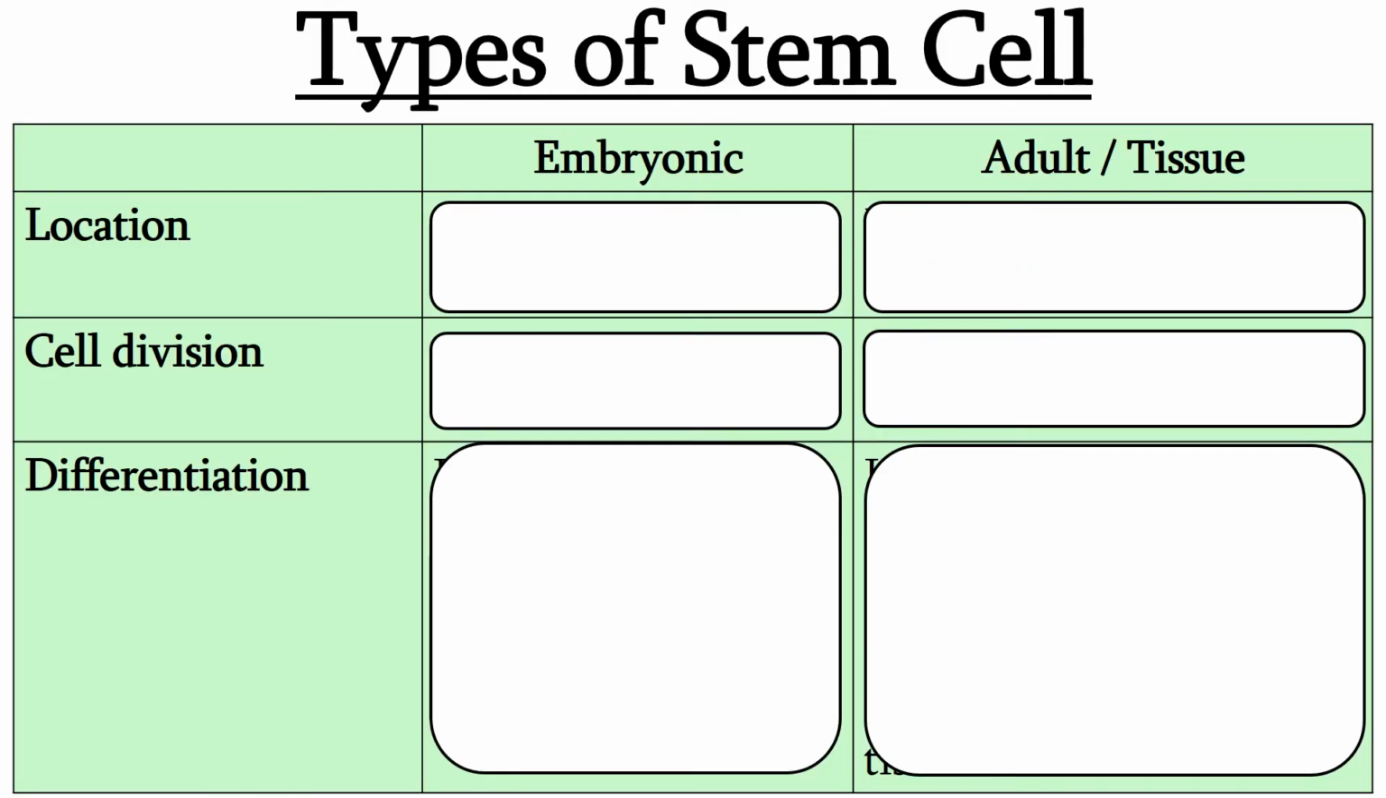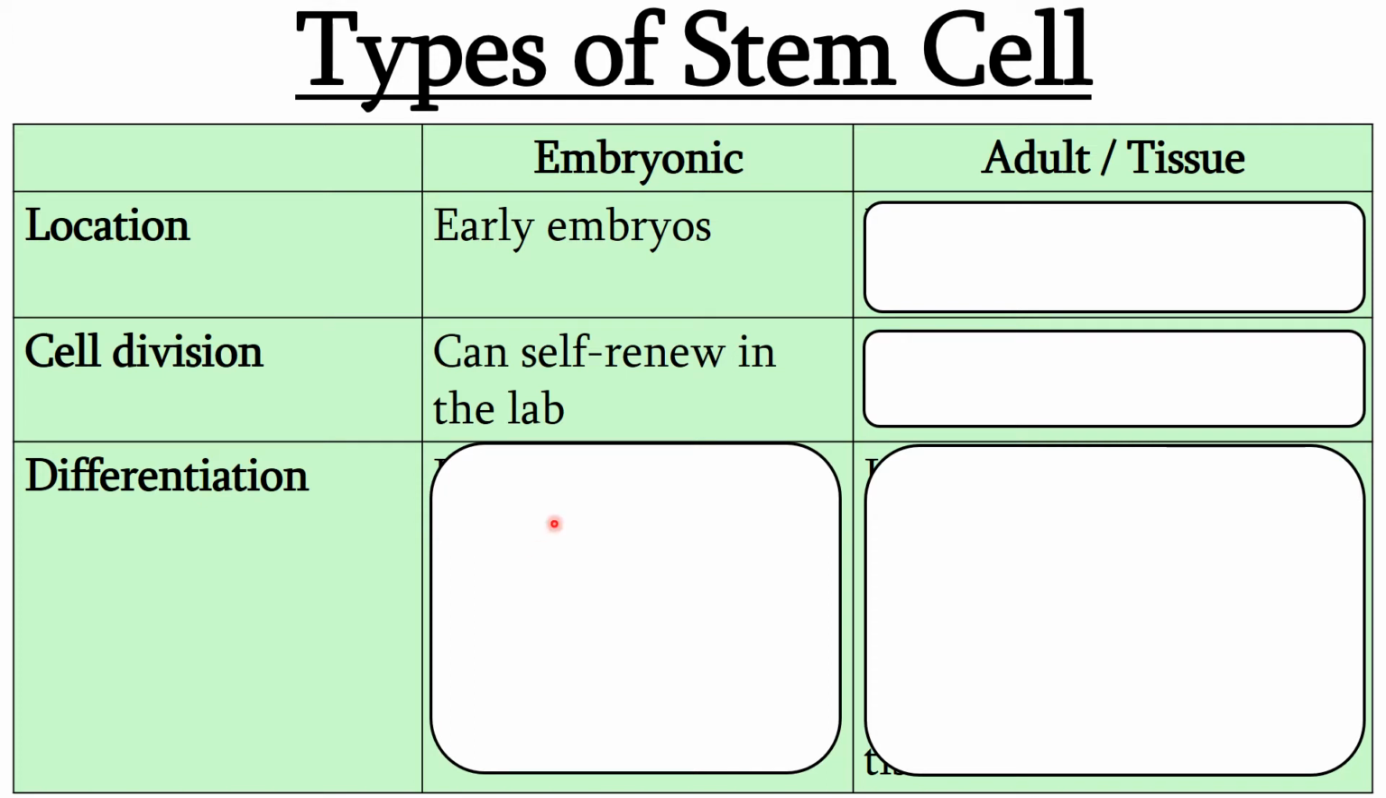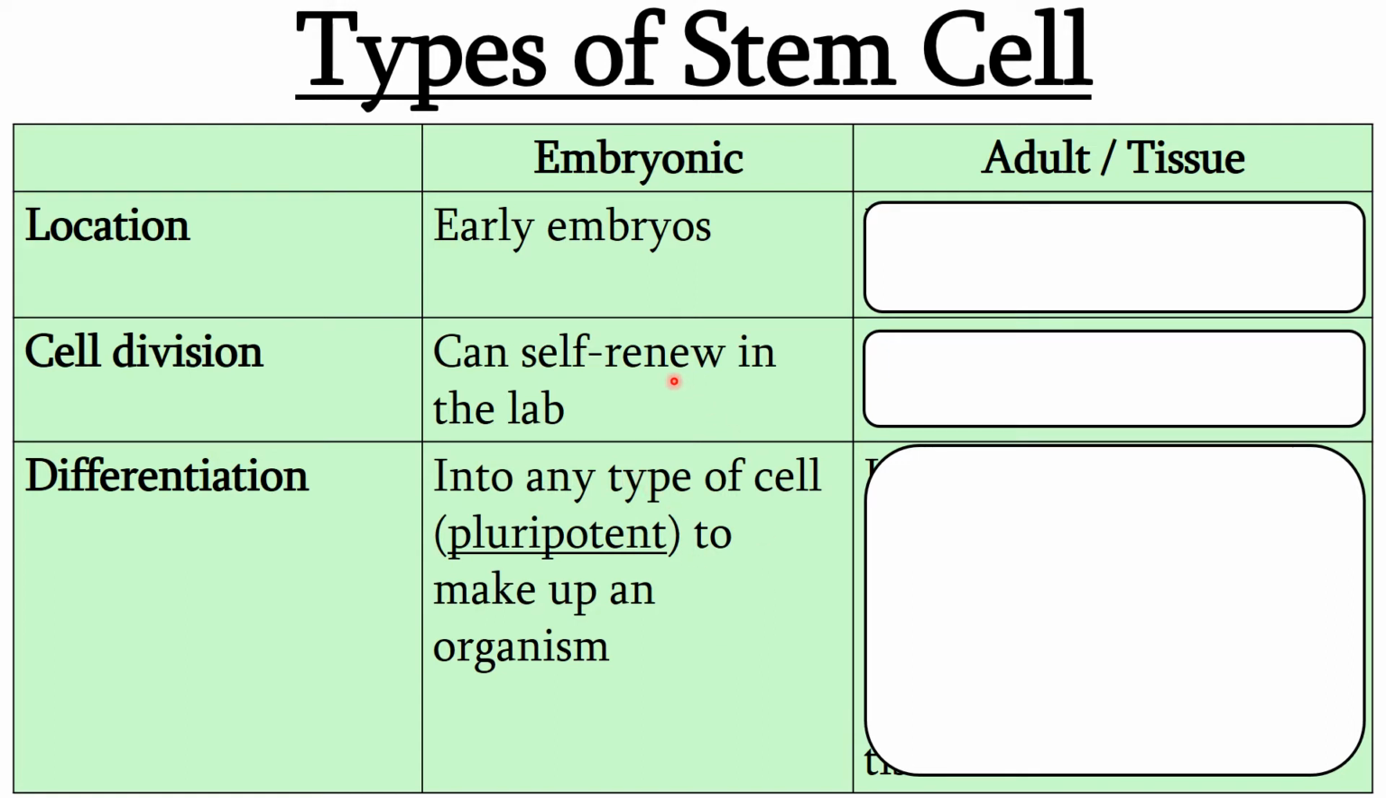So we have two types of stem cell, as was mentioned in the video. The first one is embryonic and the second one is adult or tissue. Embryonic, of course, is in early embryos, and in laboratory conditions they can self-renew, which basically means they copy themselves. In natural conditions they can differentiate into any type of cell. That's called pluripotency. So embryonic stem cells are pluripotent, able to become any type of cell. So we're going back to just after conception here, the beginning of life.